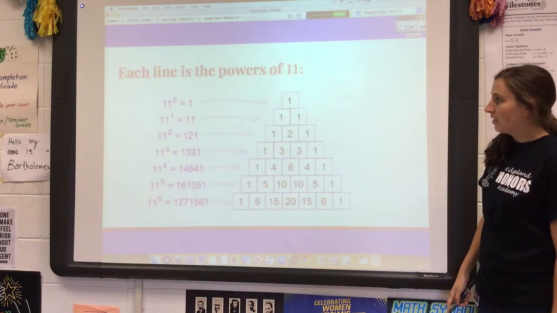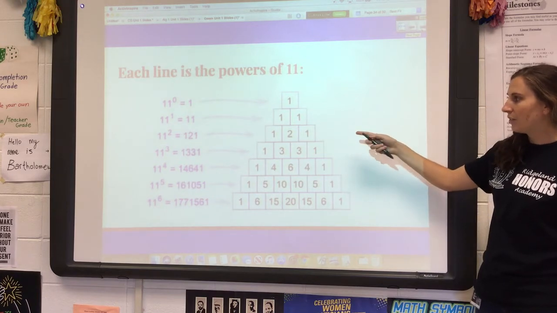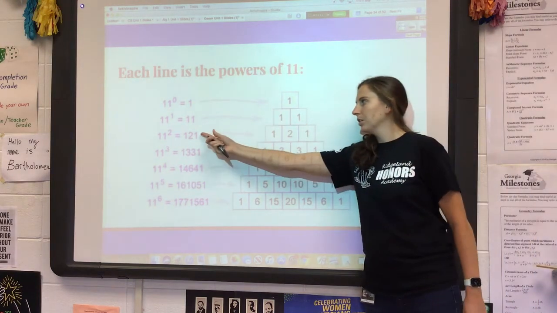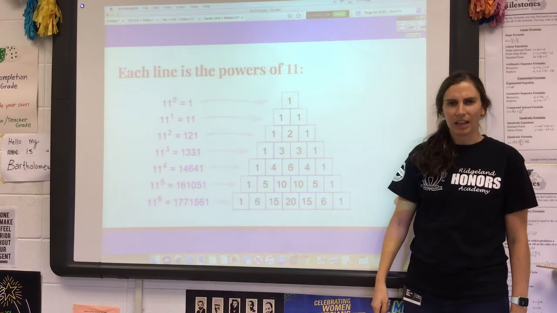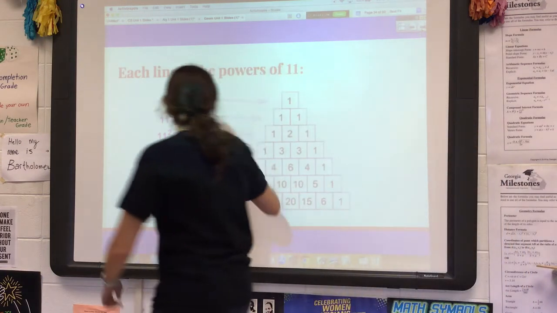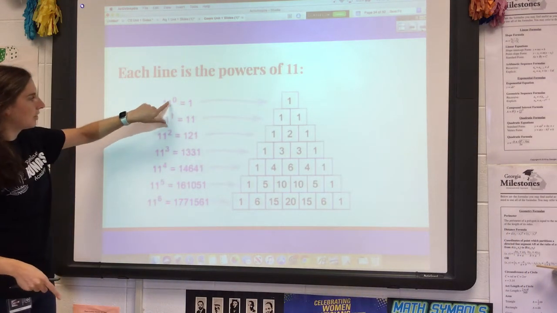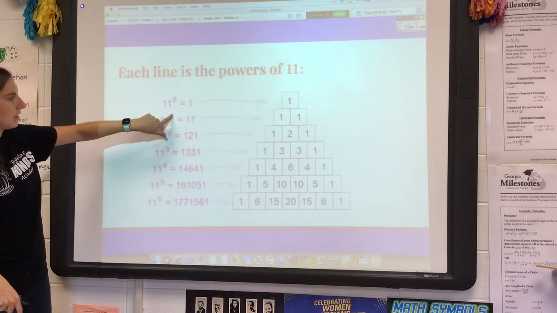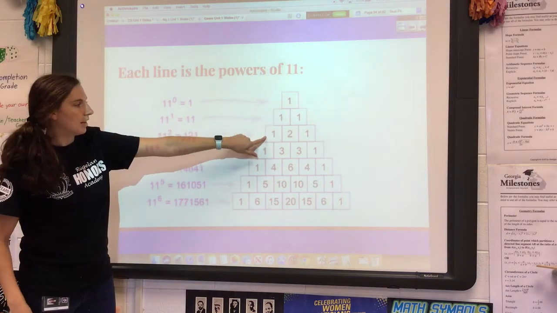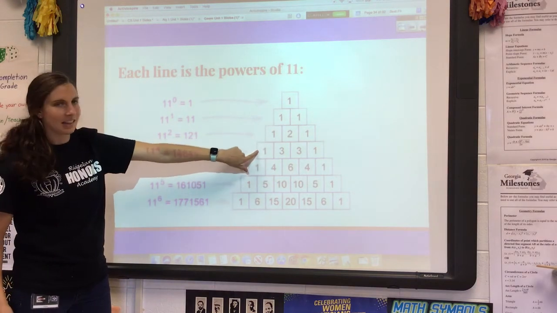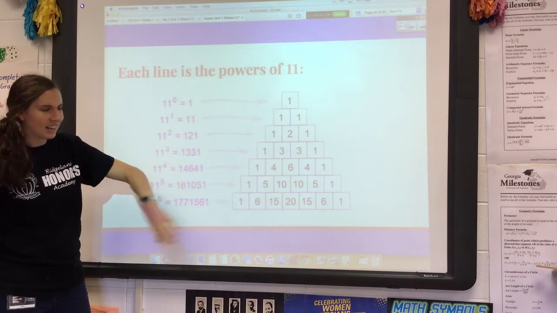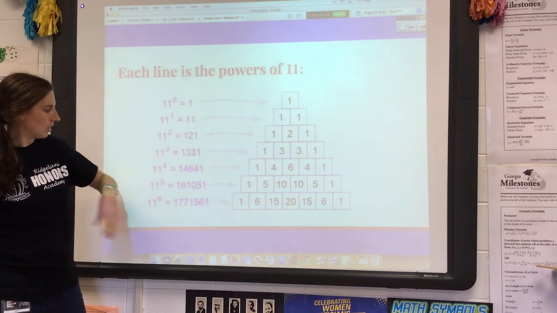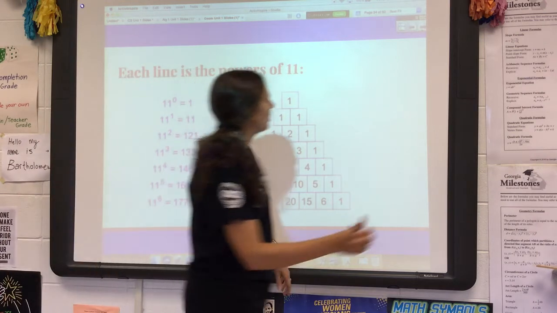This one's kind of weird. Each line, if you just make them into actual numbers, it's the powers of 11. This row right here is 11 to the 0 power. This is 11 to the first power. This is 11 to the second power. This is 11 to the third power, and so on. I think that ends eventually because you get too high, but that's super cool.